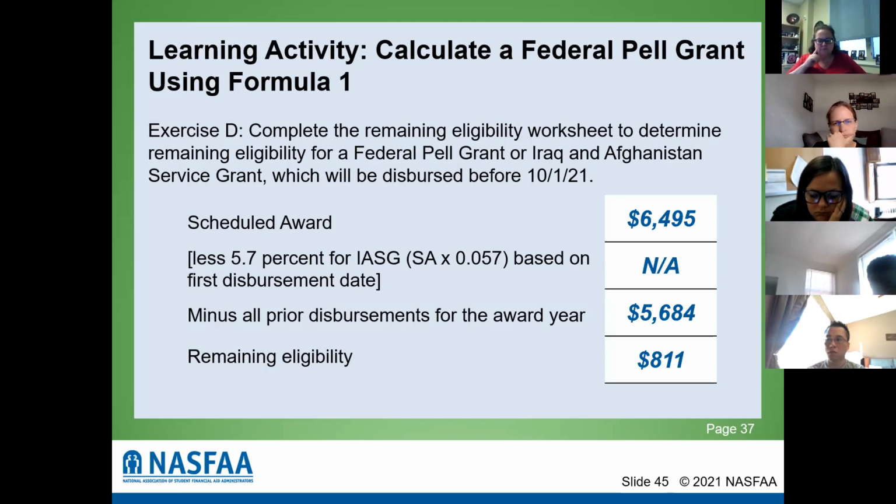So you have your scheduled award, you have to take out, like Janet said on that graph, the 5.7% right off the top because that's what actually comes off of it. But based off this, not the first disbursement, you don't have to on this one. You minus all the other disbursements for the academic year, which you can see there's the 5,681, and your remaining eligibility is 811. So again, it kind of breaks it down.